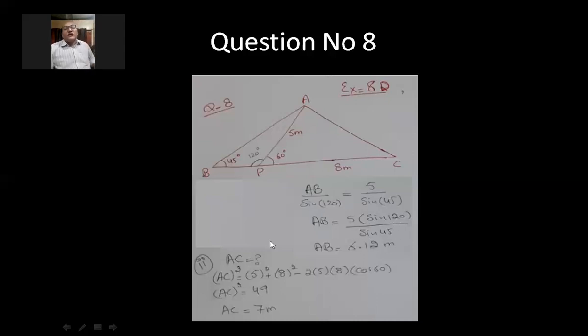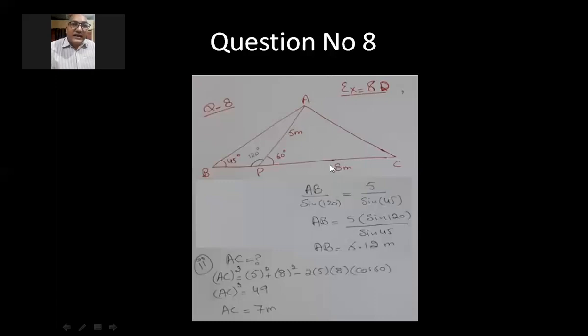So in your calculator, you will write 5 multiply sine 120 equals, divided by sine 45 equals. So the AB will be 6.12 meter. So now I know the length AB. Then the next question is, what is the length AC?